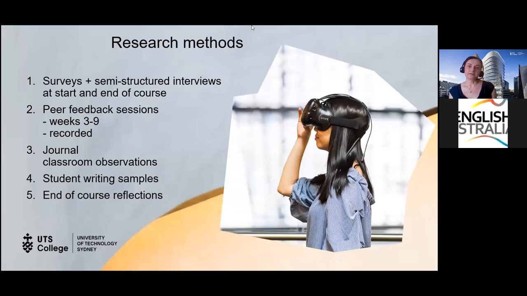All right, so now the findings. First the research methods. These are the research methods that I applied. I conducted a very short survey at the beginning and at the end of the course, and followed it up with semi-structured interviews. I also recorded many of the peer feedback sessions, not all. I kept a journal in which I wrote my observations after those peer feedback sessions. I analyzed several of the writing samples from students prior to the intervention and at the end of the intervention, and we conducted an end of course reflection.